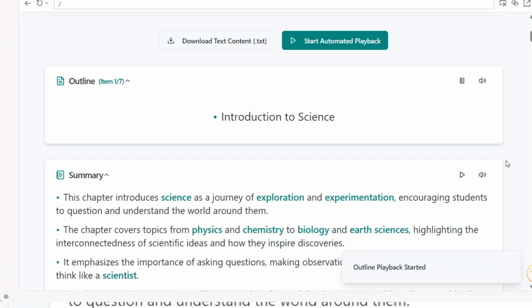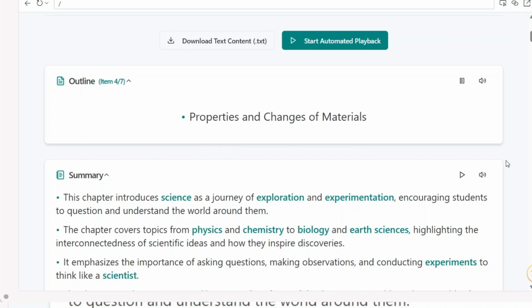Introduction to Science. Exploring scientific disciplines. The scientific method. Properties and changes of materials. Heat, light, and shadows. Measuring time and Earth's movements. Fostering curiosity about the universe.